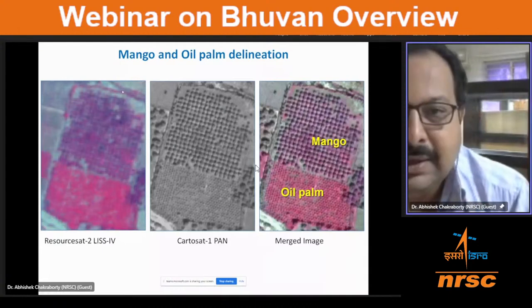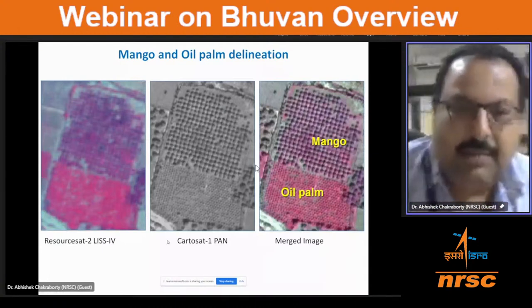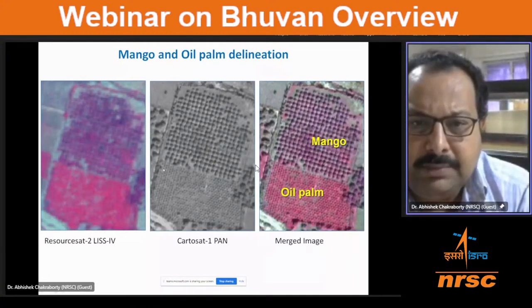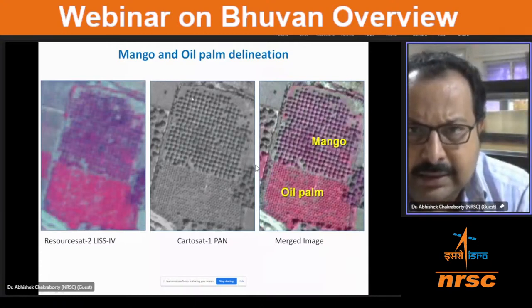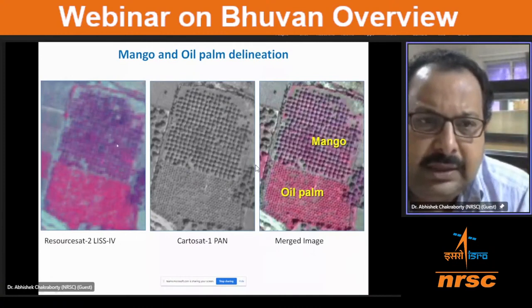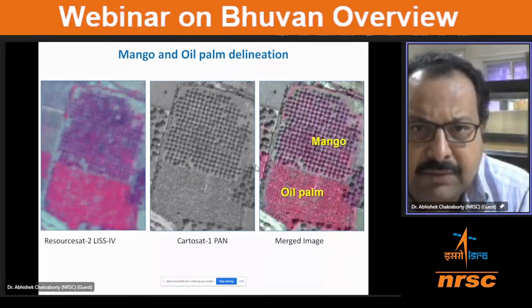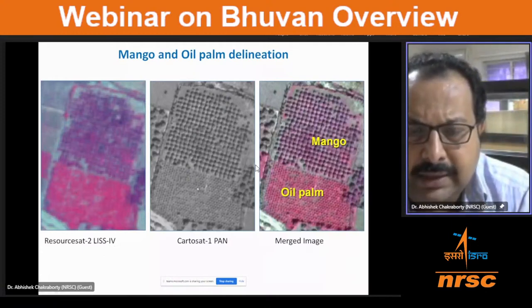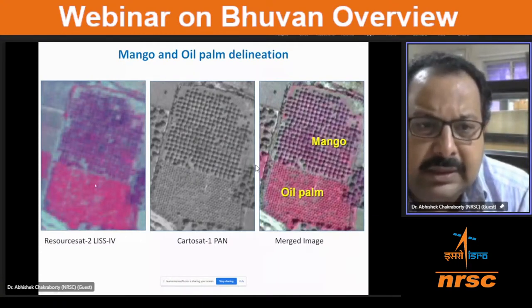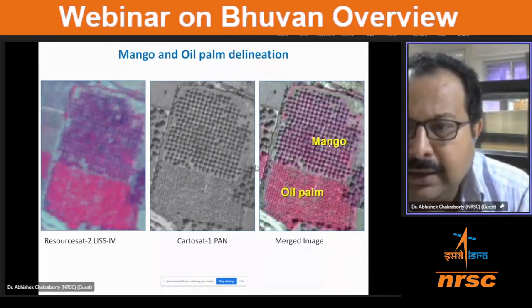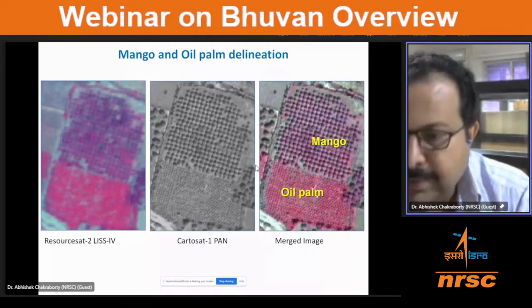So the main target here is to map the horticultural orchards, particularly for fruit and vegetable crops. These are typically crops grown in a contiguous area with different spacing, with highly managed land use conditions. In the LISS-4 image, this is a mango plantation, and this is an oil palm plantation. By the canopy and the spacing of the crop, we can very well identify that the texture is different for mango and for oil palm. LISS-4 gives the color and the texture, so if we merge them, we can classify, at least visually, the mango and oil palm.